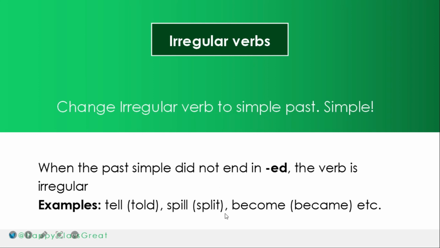So this one, you just have to know them, you just have to master them: the past tense of tell is told, the past tense of spill is spilt, and the past tense of become is became. So there's nothing you need to keep in mind here. Just make sure that whenever you see the past simple of a verb like this, just grab it, write it down in your notes, and make sure you memorize it, because you are going to need them a lot.